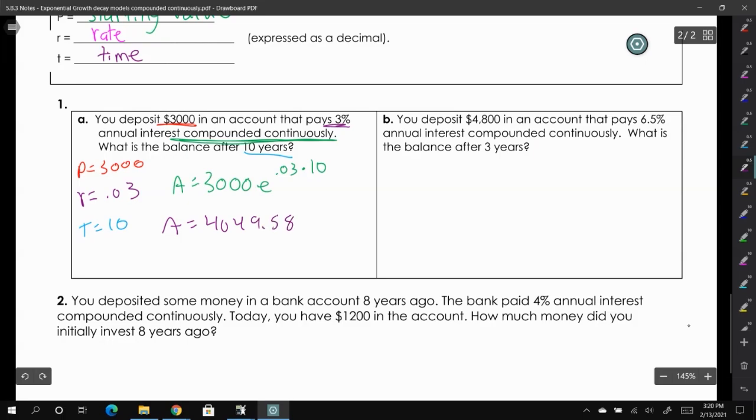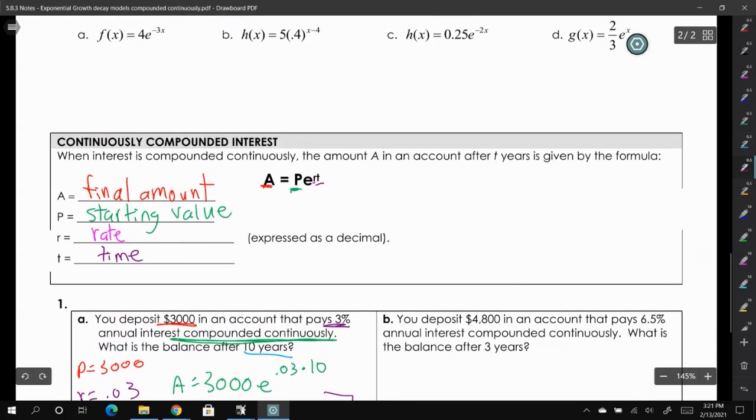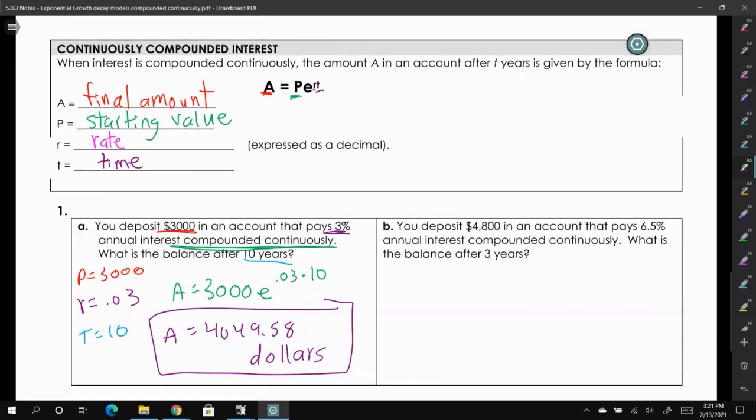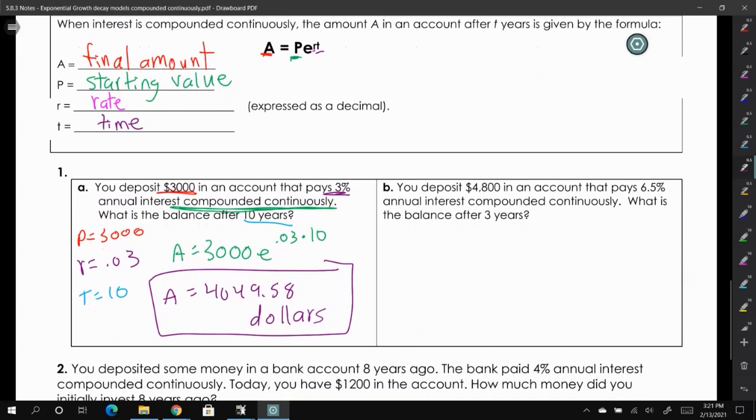Okay. So that is your answer. So this is just another formula that you're going to be using. And I know it can be confusing. Say, well, how do I know if I use this PERT formula or the formula with the N in it? And you have to look for the word continuously. If it does not say compounded continuously, then we have to use the formulas that have our N value in it.